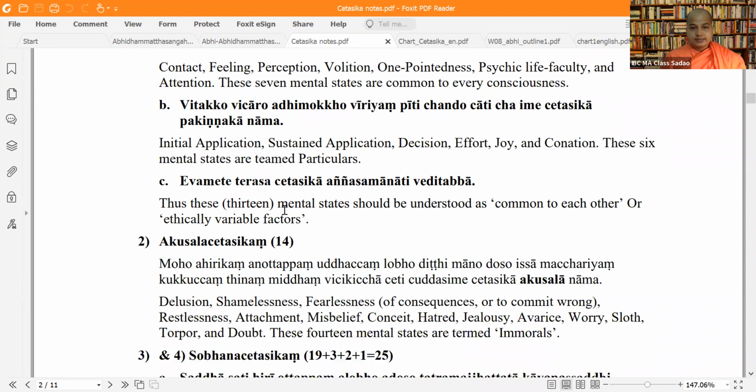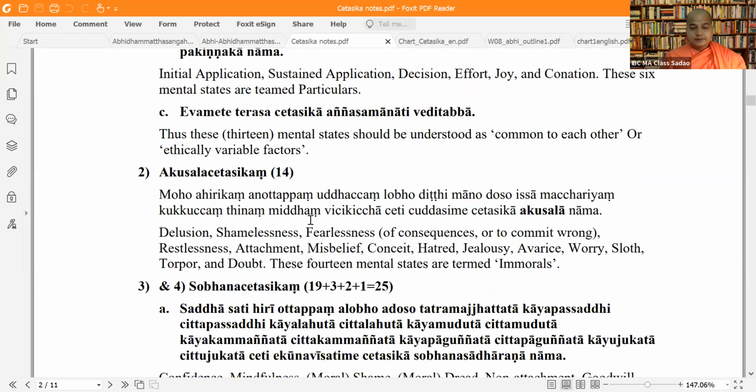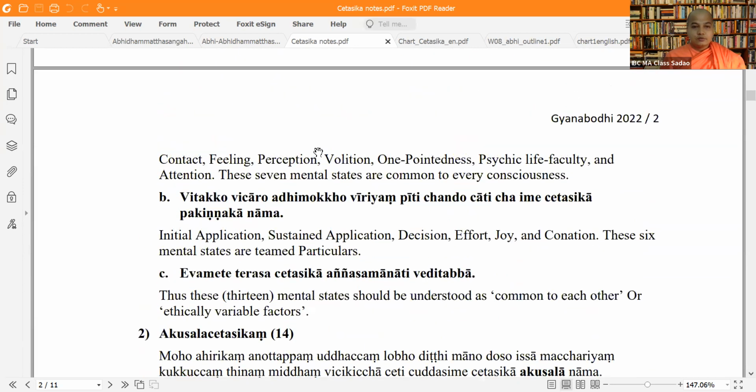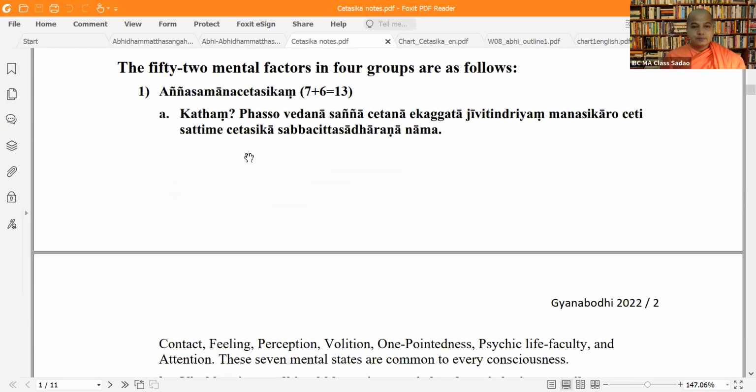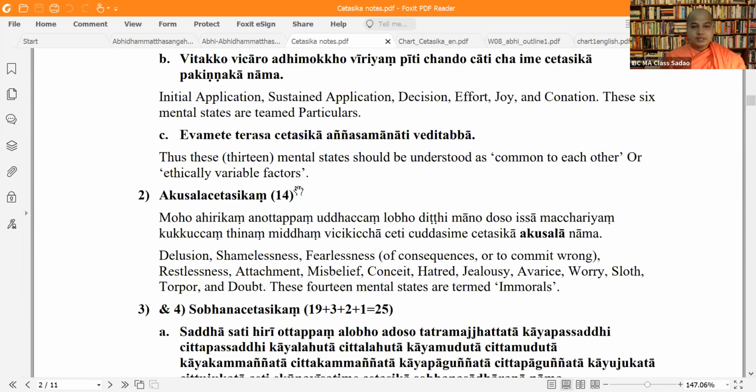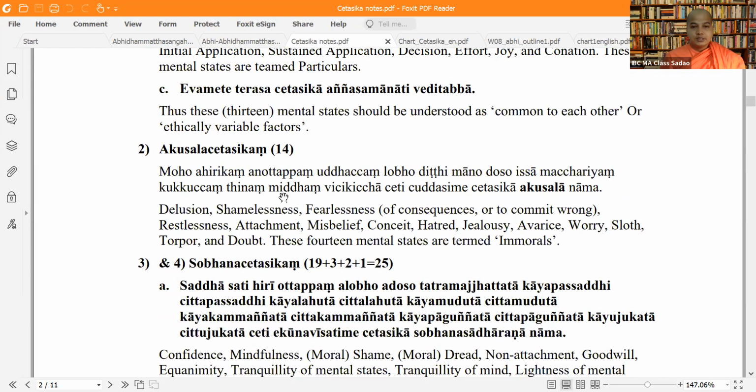Evam ete terasa Chetasika Annyasamana ti veditabba. So these are called ethically variable factors. These are regarded as Annyasamana Chetasika, ethically variable mental factors. In the next category, you have 14 mental factors, and these are the 14.